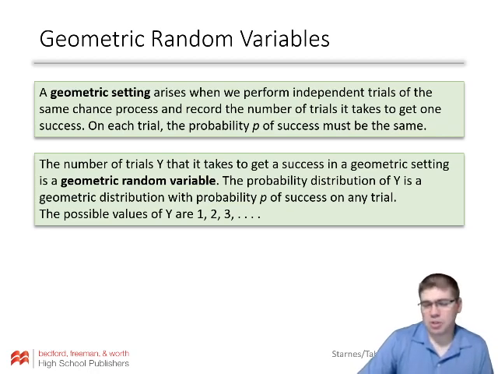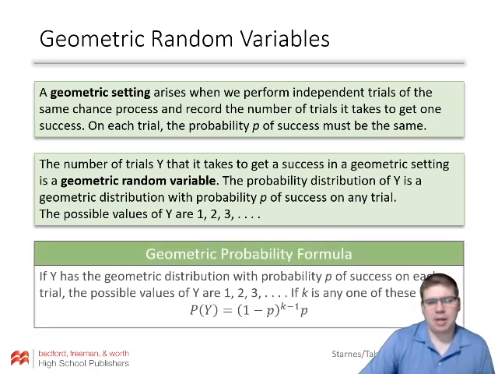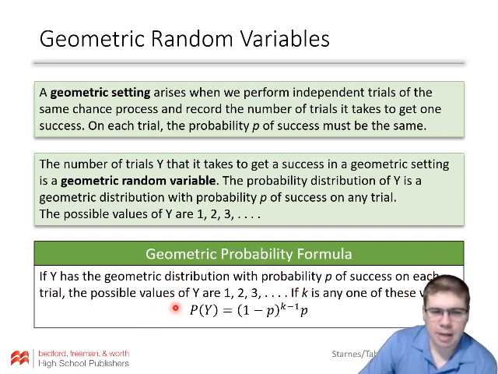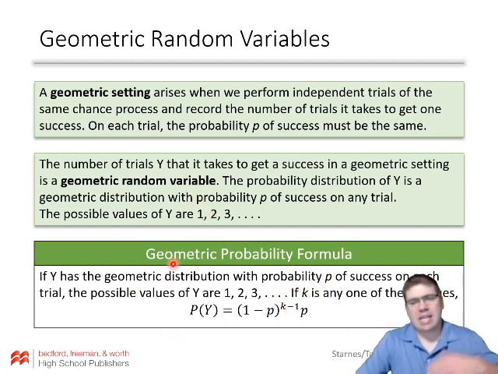So geometric probability is actually a little simpler than binomial. We can calculate it using this formula. Basically, if y is a geometric distribution with a probability p of success on each trial, the possible values are 1, 2, 3, and so on and so forth. If k is any one of these values, so if I want to know the probability that it takes me exactly 5 tries to succeed, to flip a coin to get heads.